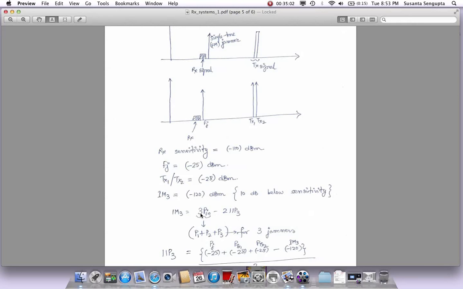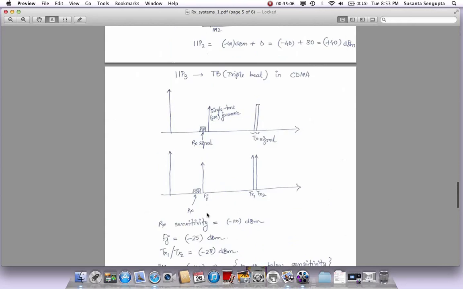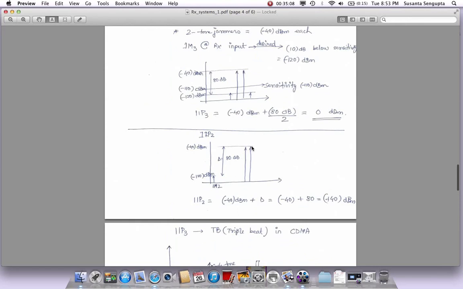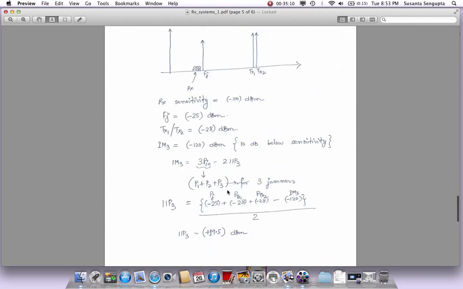Remember, IM3 is 3 times Pn only if the jammer powers are the same. That is, if we had a two-tone jammer like this where both the powers are equal, then it works. But in this case, where two of the jammer powers are equal but the third one is unequal, or take the case where all three are unequal power levels, you could actually do an expansion of this as P1 plus P2 plus P3. So if all the power levels are equal, it will form 3Pn, but if the power levels are different, it's P1 plus P2 plus P3 for the three jammers.